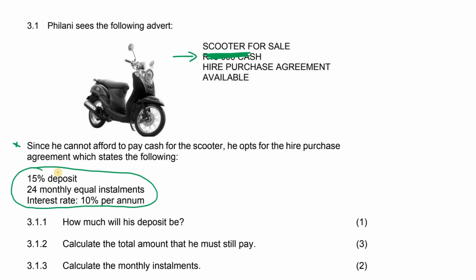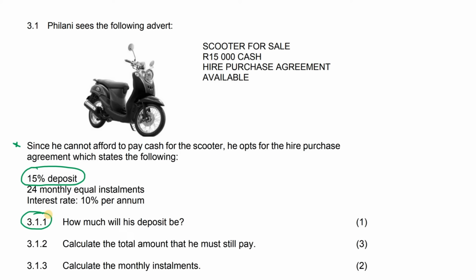Now the way that it works is if you walk into a motorbike shop and you tell them, I don't want to pay 15,000 Rand today, I rather want to use hire purchase, they will ask you to pay a little bit today. Most times they're not going to just let you take the scooter and not pay anything. They're going to ask you for a small payment today, and that small payment is called a deposit. So the first question says, how much will that deposit be?